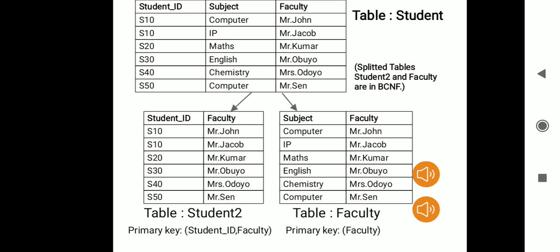As a result, the attribute faculty, which was once a non-key attribute in the table student, has now become a key attribute in the table faculty, and then it determines the non-key attribute subject in the table faculty. This clearly shows that non-key attributes determining key attributes have been eliminated, and now only key attributes are determining the non-key attributes. Hence, this shows that the split tables student 2 and faculty are in Boyce Codd Normal Form.